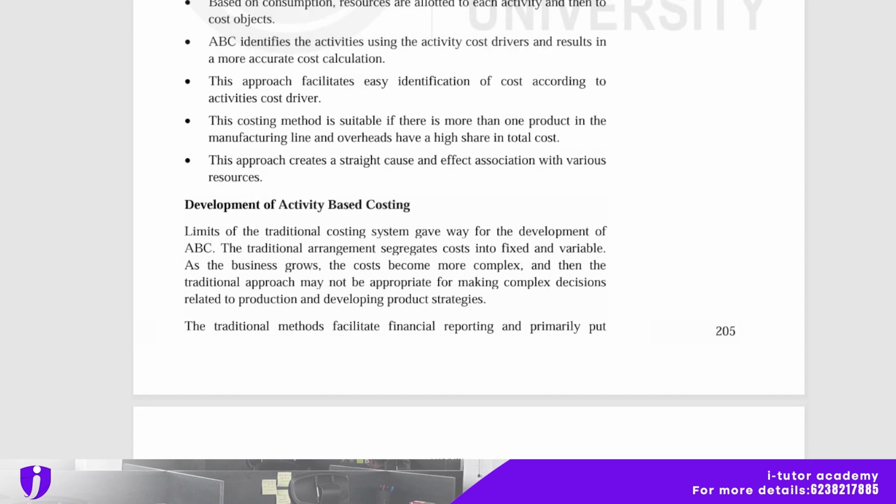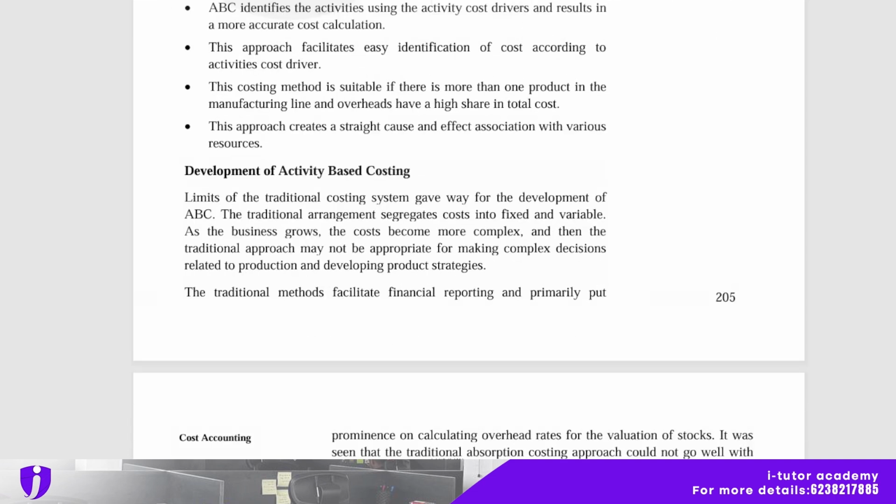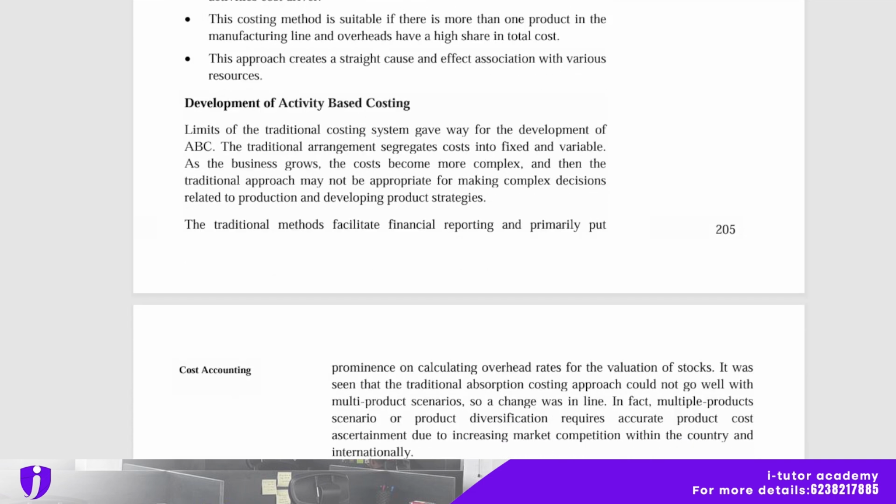Development of activity based costing. Limits of the traditional costing system gave way for the development of ABC. The traditional arrangement segregates cost into fixed and variable. As the business grows, the costs become more complex, and then the traditional approach may not be appropriate for making complex decisions related to production and developing product strategies.